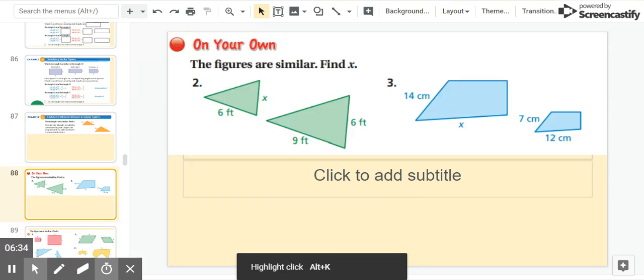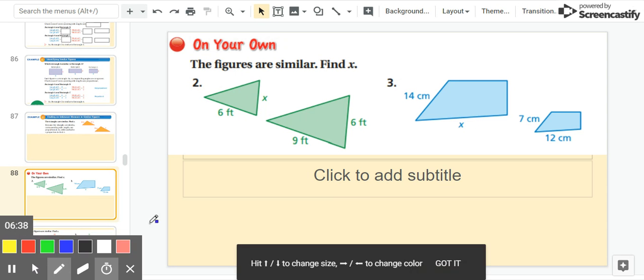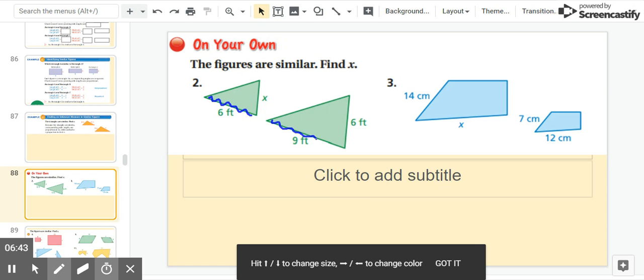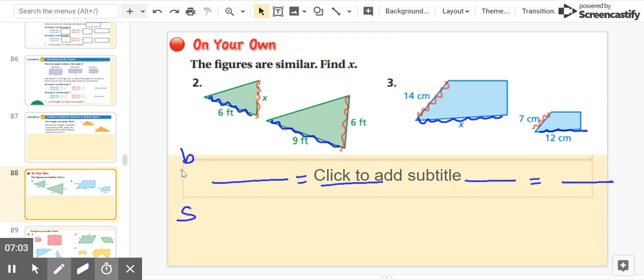All right, let's do these questions by yourself. It says the figures are similar, and you should know that you only compare the corresponding ones. So I'm going to just mark the corresponding sides here. You need to look at the same direction. So these two are corresponding, and here, obviously, these two are corresponding, and these two are corresponding. I need you to set up a proportion, smaller to big.